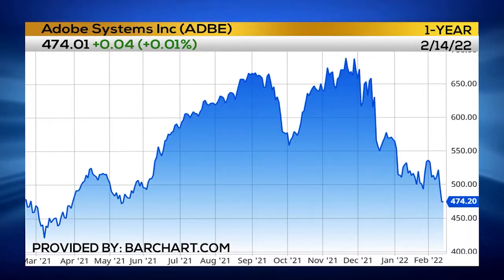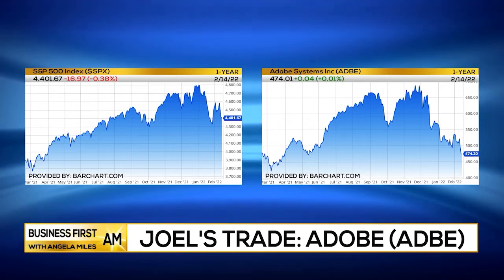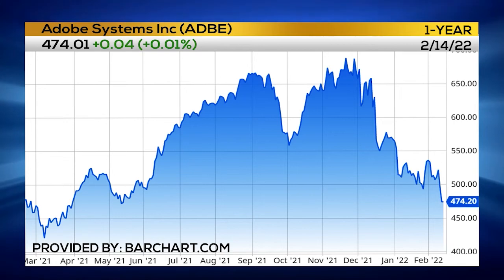My trade of the day is Adobe. I'm looking at the options market to provide an opportunity here in Adobe. I think there's weakness in the chart. I think the underlying narrative in the overall market appears to be very weak right now. So I think Adobe will kind of follow suit if some of these key support levels are broken.